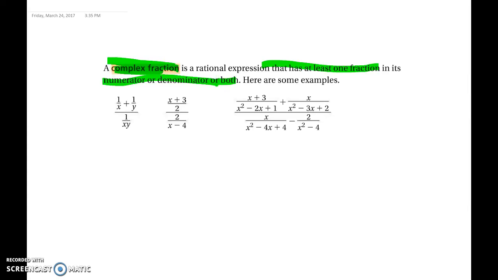So if we look here, we have the overall fraction here, where this is my numerator and this is my denominator. Well, if you look, we have fractions in both our numerator and our denominator. Same thing here. Here is my overall fraction bar, here is my numerator, and here is my denominator. I have fractions within. Right? And then for this one, this is my overall fraction, and my numerator is actually two fractions being added together, and my denominator is two fractions being subtracted together.